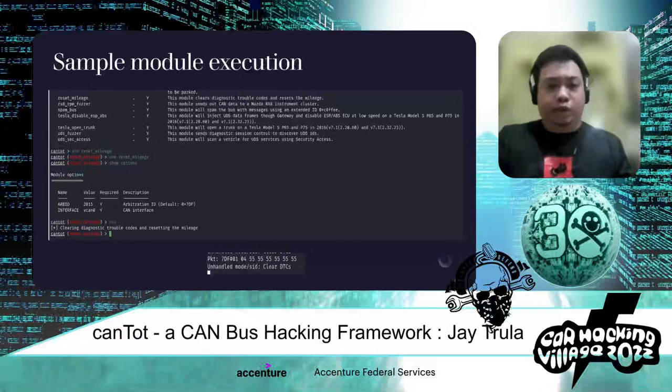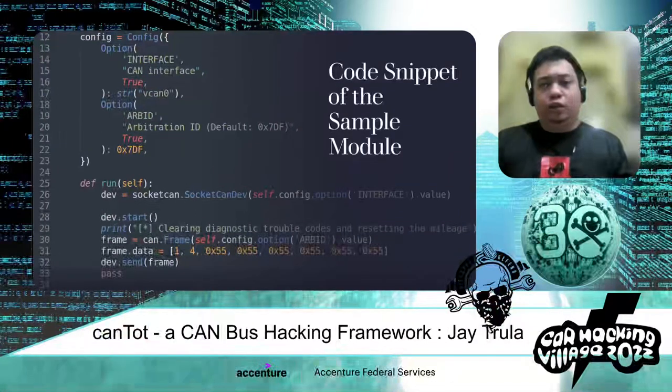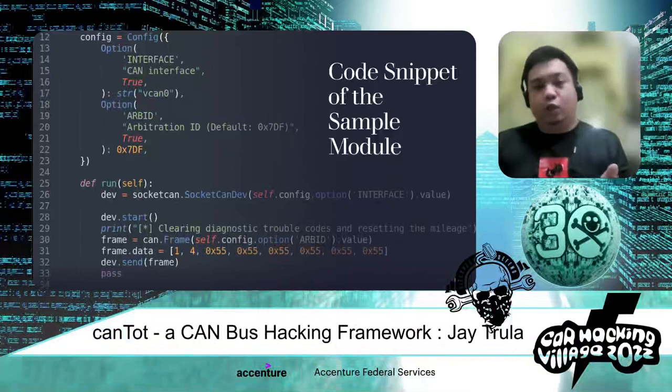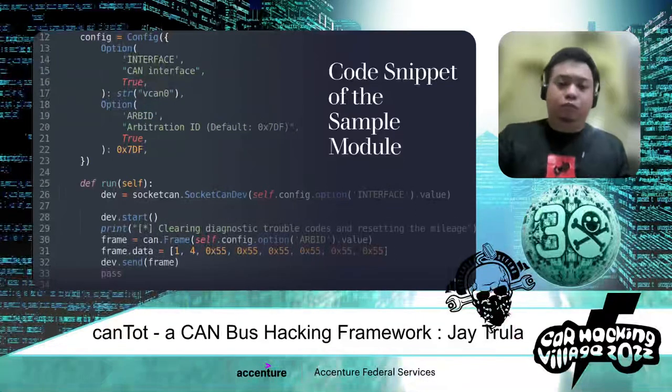So next up, this is the code snippet of the sample module. As you can see, this is the snippet of the diagnostic module. You can see here how the options are coded, and then this is the main function of the module. And the frame data, you can see the frame data from there.